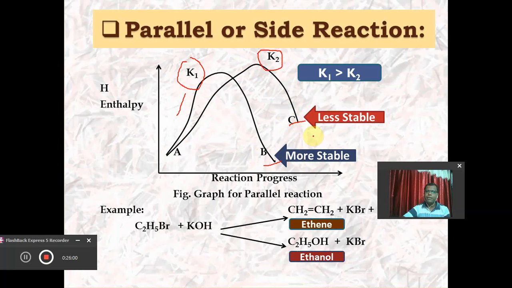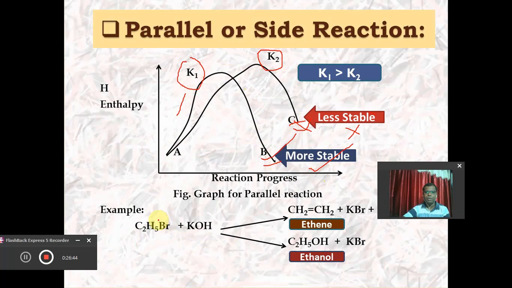It means that energetically C has more energy than B, and you know very well, whenever energy and stability are compared, because of the higher energy of C, it is less stable, and because of the lower energy of B, it is more stable. Both products have different energy and different stability, and they are formed by different pathways or mechanisms. C is less stable, so it is the minor product, and B is more stable, so it is the major product.